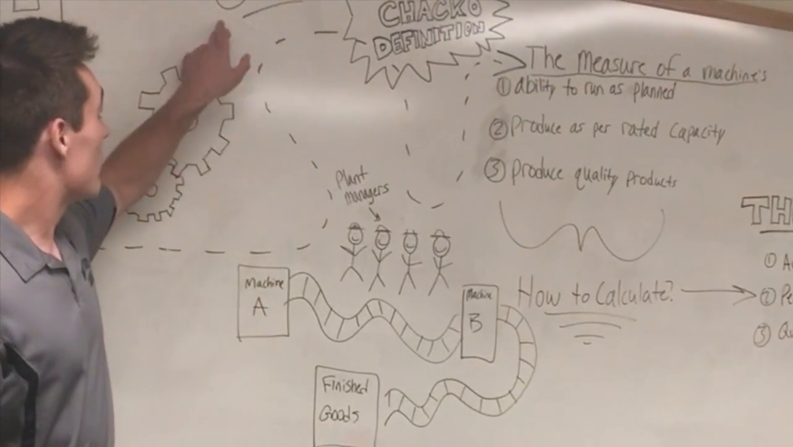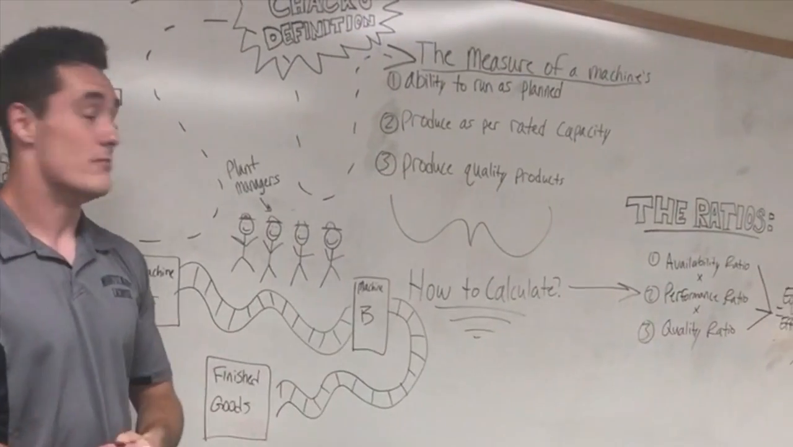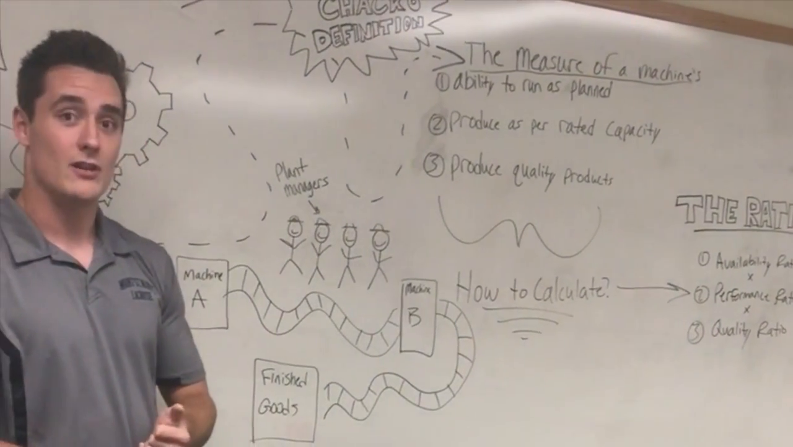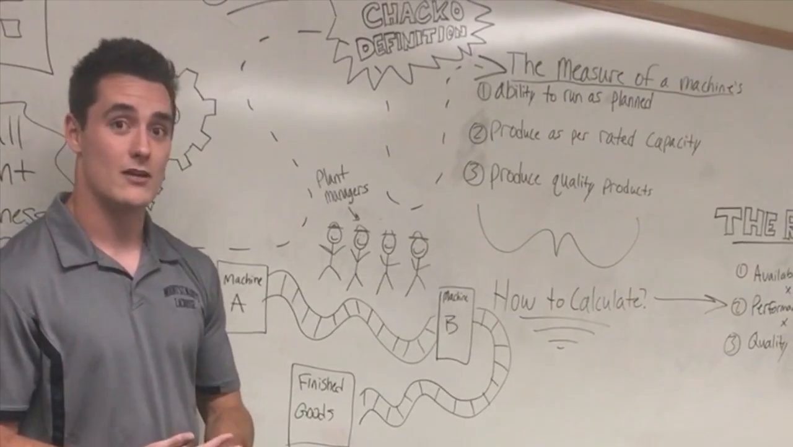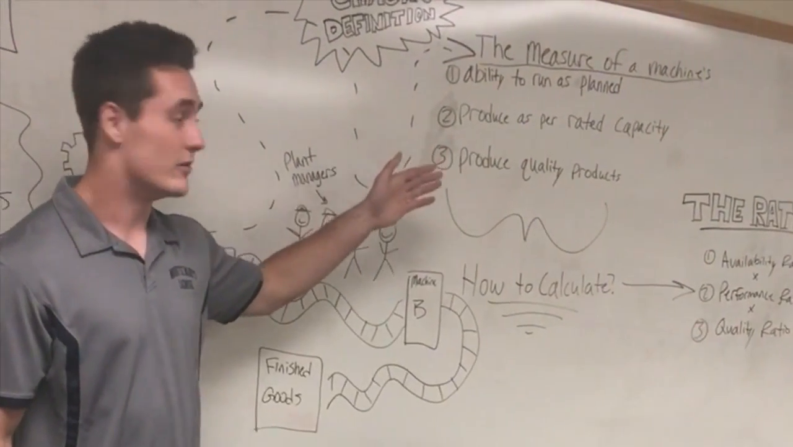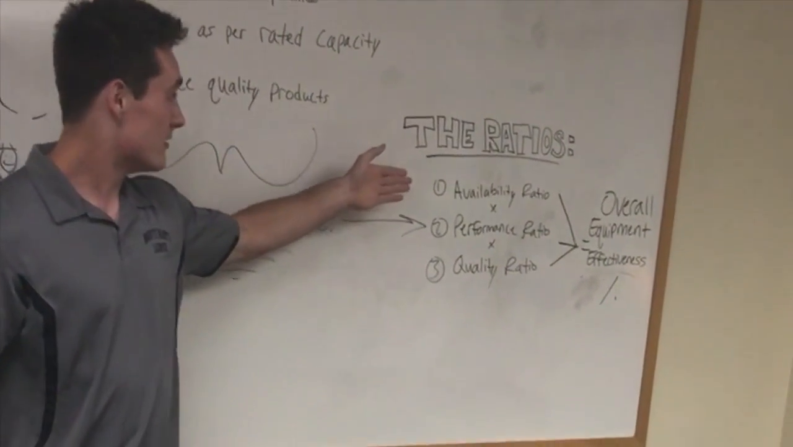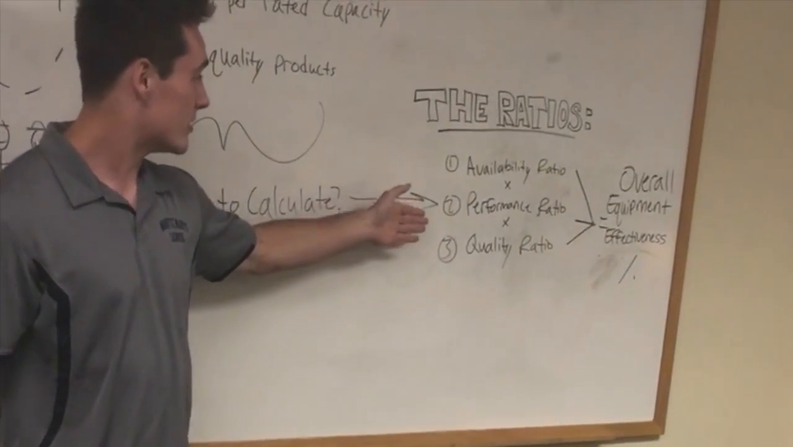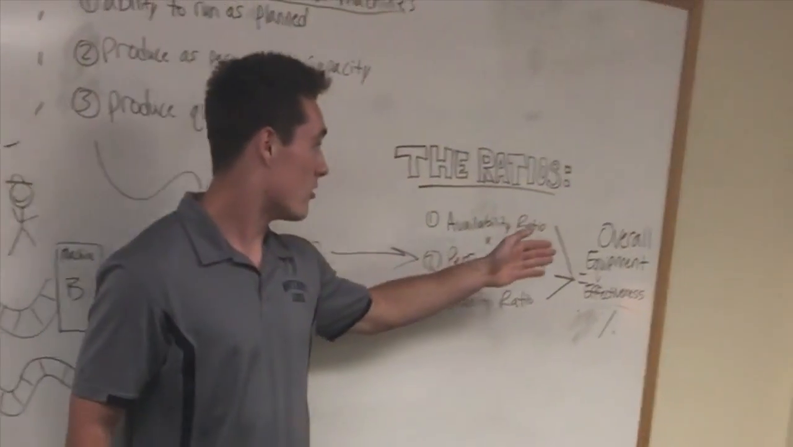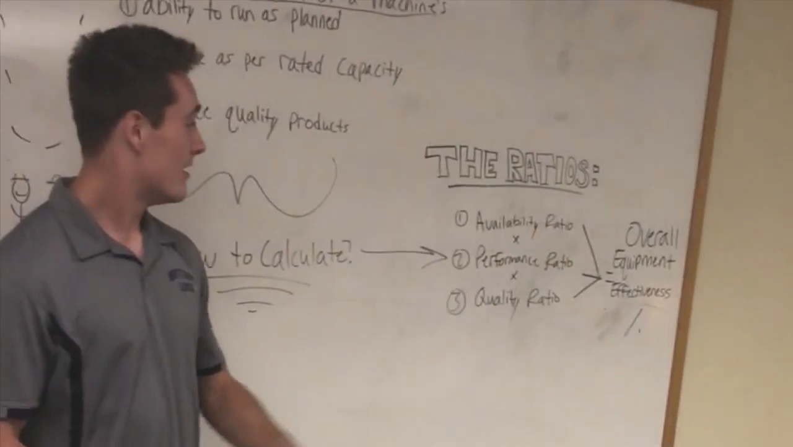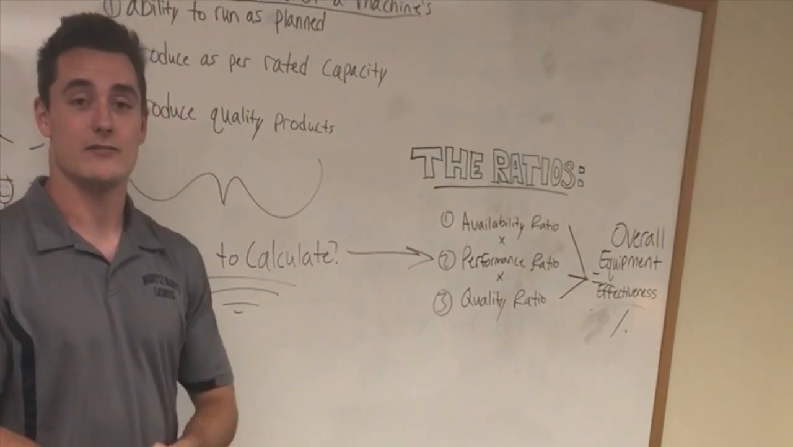So, what is overall equipment effectiveness? The Chaco definition is going to be this: it is the measure of a machine's ability to run as planned, produce as per rated capacity, and produce quality products through each machine on a cumulative effect. So how do we calculate this? It will be through three ratios: the availability ratio, the performance ratio, and the quality ratio. Multiplying these together will create our overall equipment effectiveness, which is most of the time much less significant than each individual ratio that we calculate first.